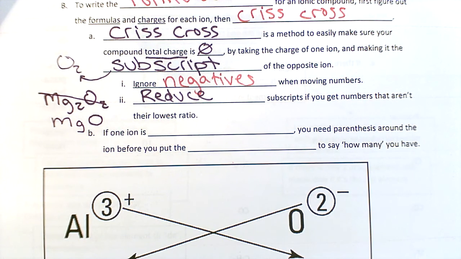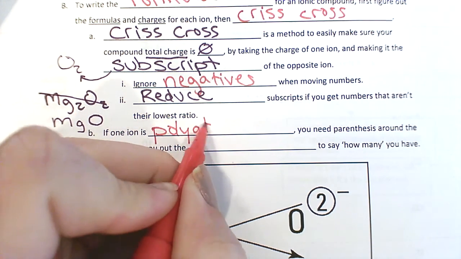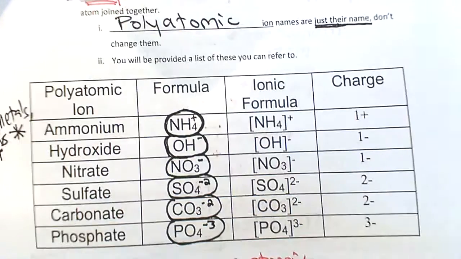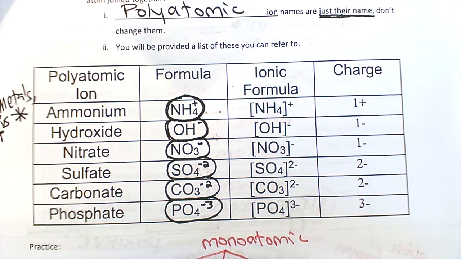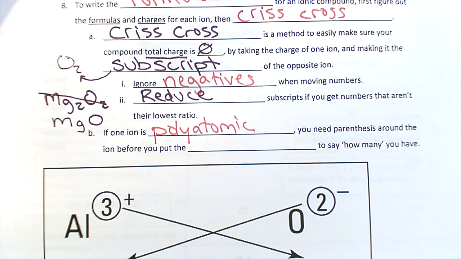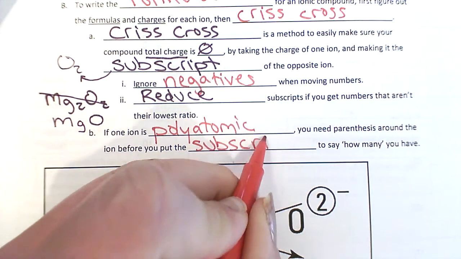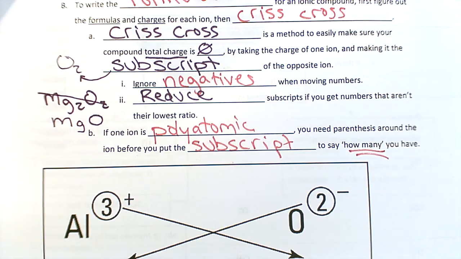We have to also have one more little thing here. If one of the ions is polyatomic, which remember from our last lecture were ions that are made of more than one element stuck together and they just stay together, then if one of your ions is polyatomic, we put parentheses around the ion before we put the subscript that says how many you have. And I'll talk about why that parentheses is important.